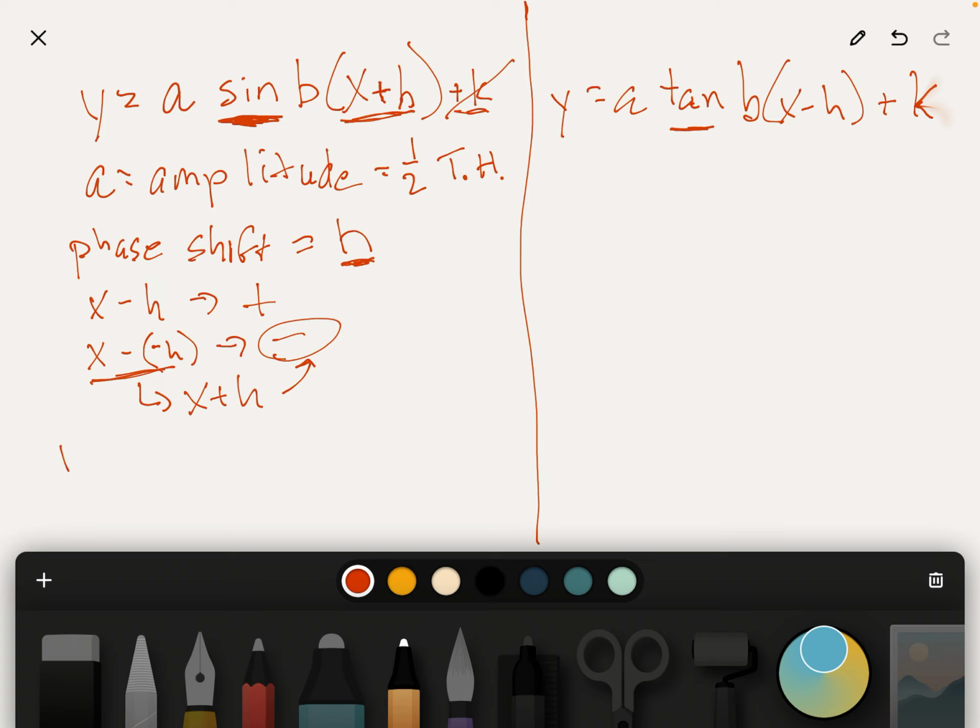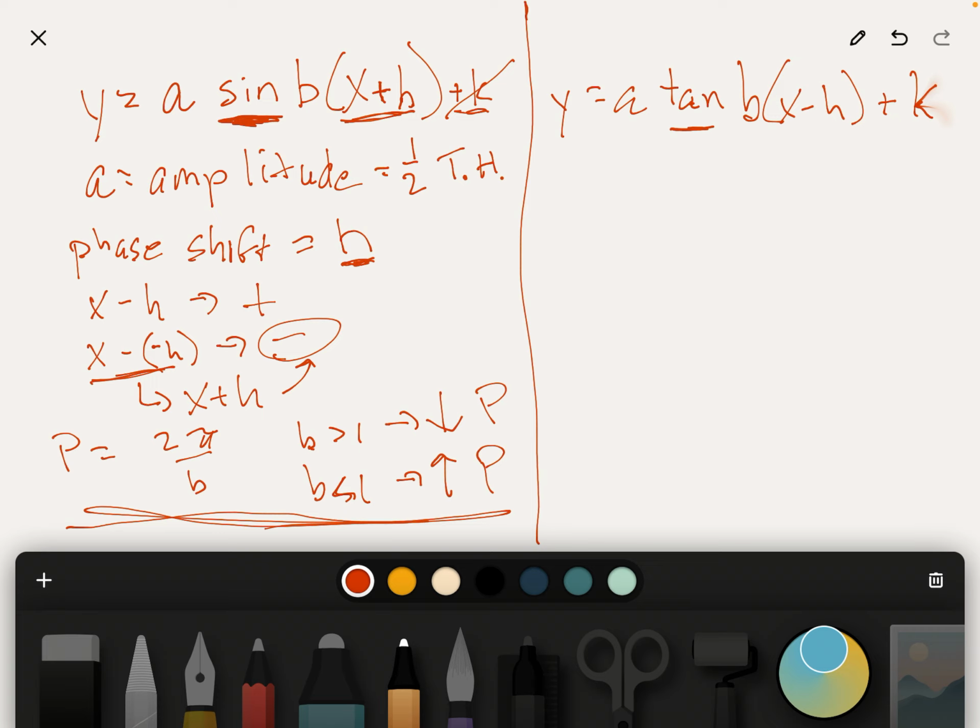And then B, that's pretty easy. Period equals 2 pi over B. So if B is greater than 1, you get a shrinkage of the period. So the magnitude of the period goes down. If B is less than 1, you get a stretch of the period, or an increase in the period. So yeah, that's how that works.